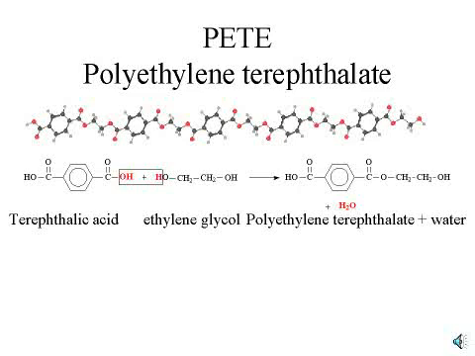An example of a copolymer is PETE, or polyethylene terephthalate, which is made by the chemical joining of terephthalic acid and ethylene glycol. Notice that this is a condensation reaction because the small molecule water is a byproduct each time the 2 monomers join together.